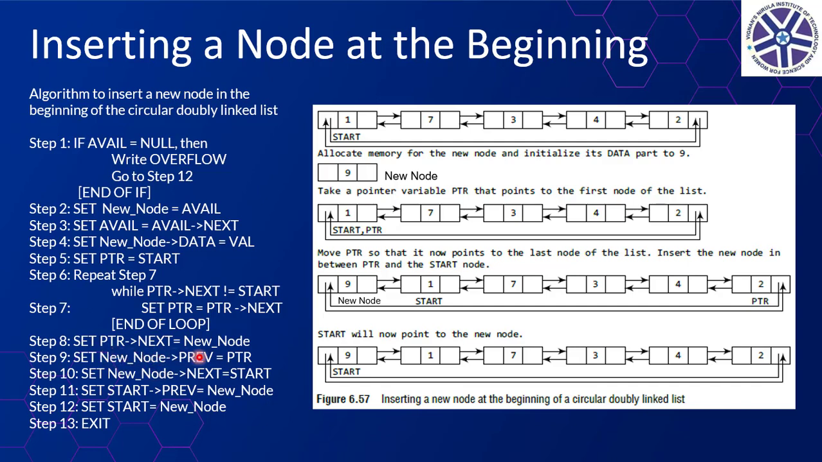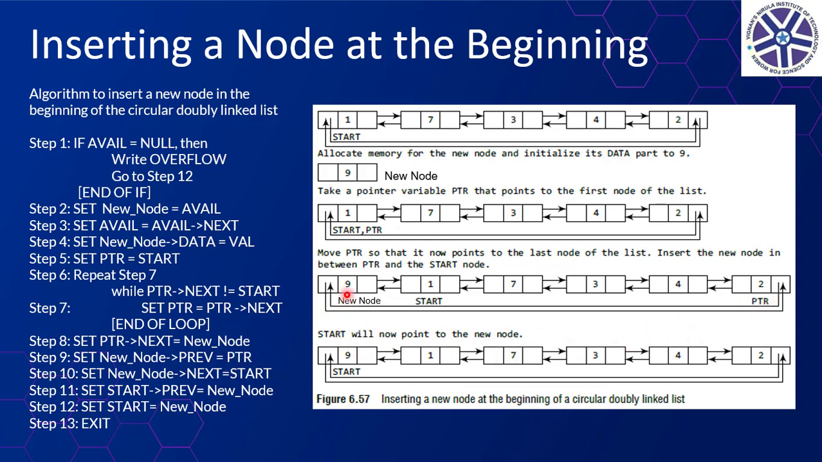Set PTR to next equal to new node. So this is the PTR. So PTR to next equal to new node. This is the forward link, which means first of all we want to connect the last node to this new node. And the opposite, the reverse pointer, what is that? New node to PTR. So PTR to next equals new node, and new node to previous equals PTR, right? So here new node to previous equal to PTR means these both are connected.